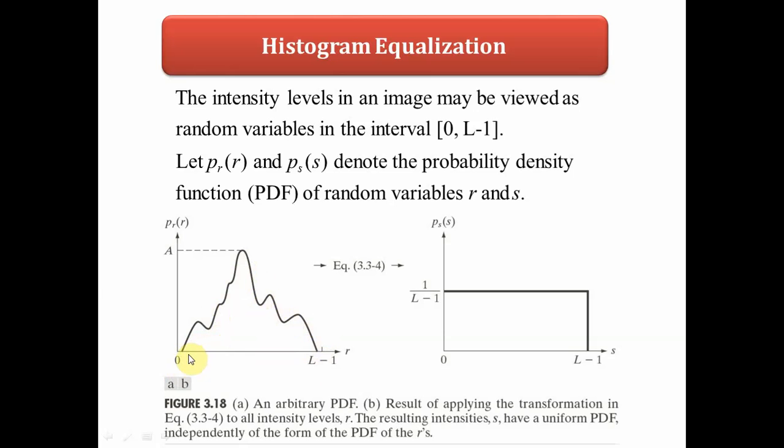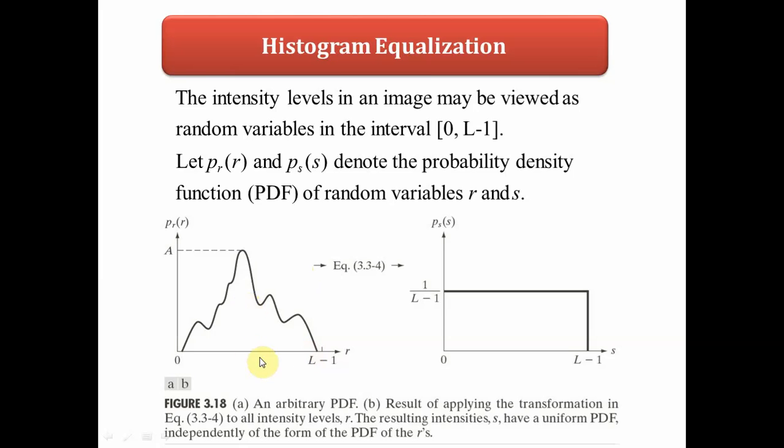If it is not 0 to L minus 1, you need to make it 0 to L minus 1, or whatever, after equalization, when you distribute the histogram, the gray levels or number of pixels, equally all over the area.